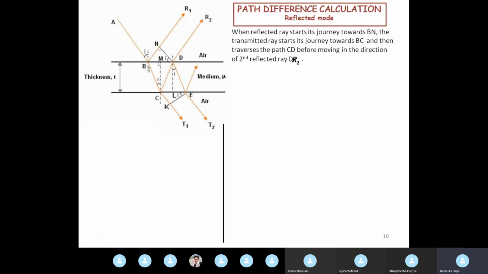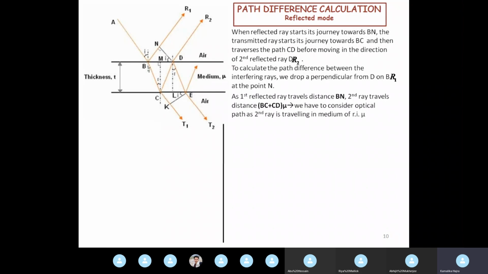Clear to everybody? Now, how do we make two parallel rays equal? We drop a perpendicular from the end of one ray onto the other ray. So we have done exactly that. We drop a perpendicular from D onto BR1 at the point N. So DN is perpendicular to BR1. Now, since NR1 and DR2 are now the same, the ray starts from N, the other ray starts from D.